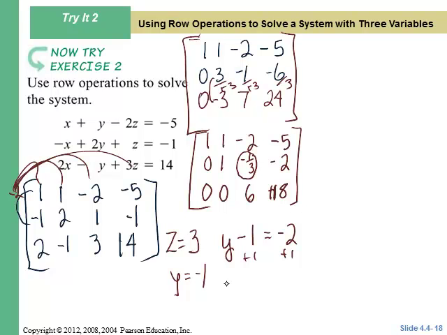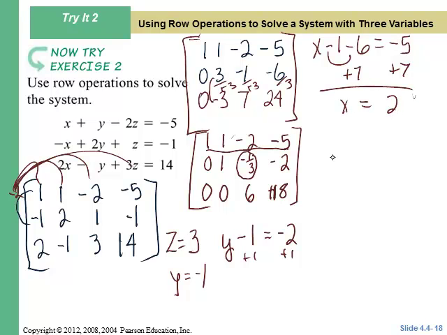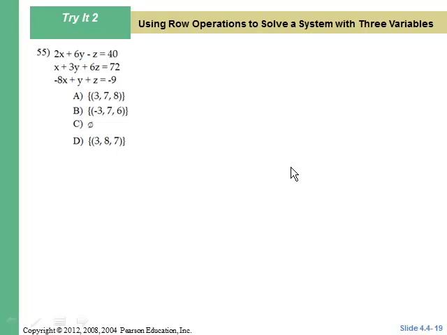And then take that into the first equation right here. X minus 1, negative 2 times 3 is negative 6, equals negative 5. Negative 1 minus 6 is negative 7, so add 7 to both sides. We get x is 2. So our answer is 2, negative 1, 3. Okay, you try this one.